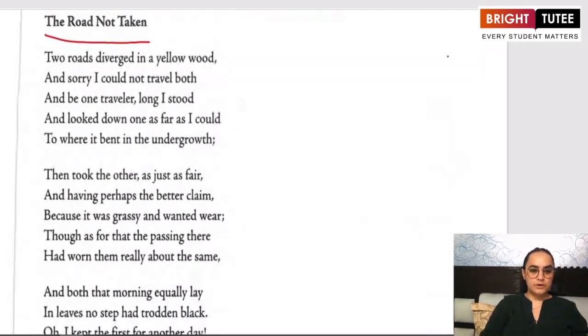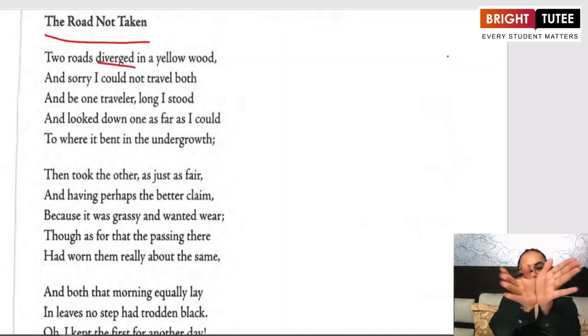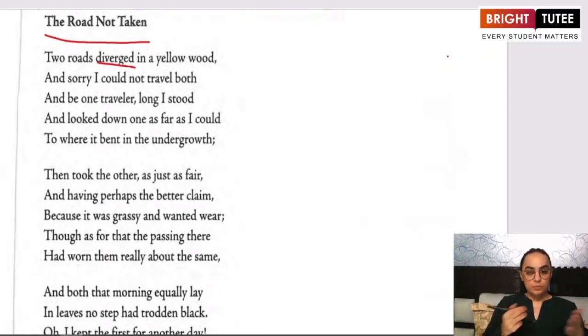Two roads diverged in a yellow wood, and sorry I could not travel both, and be one traveller, long I stood, and looked down one as far as I could, to where it bent in the undergrowth. So he tells us that there were two roads in front of him. Diverging is moving away from each other. So there were two roads that were in different directions in the yellow wood. Wood refers to forest. So in the forest, which was yellow in color.